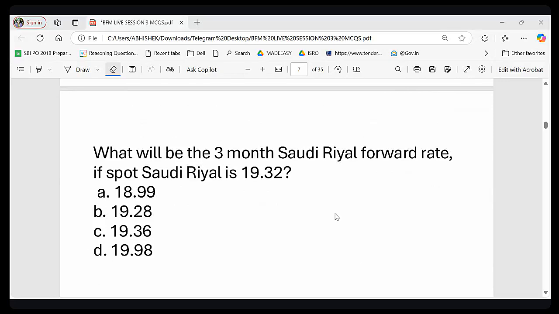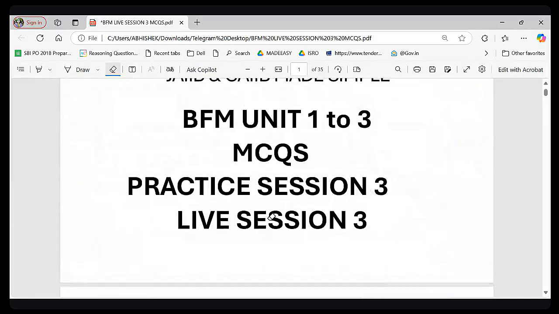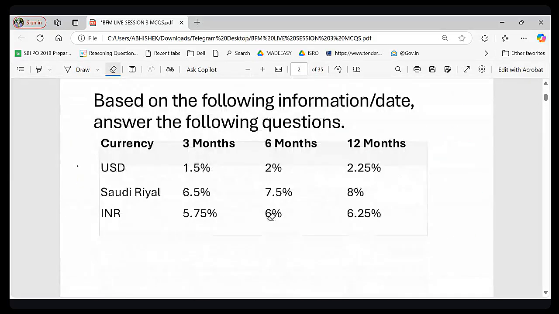Okay, fine. So now let us break this question down step by step. I think you are familiar with the steps, right? Before we solve this step by step, here is a quick question for you. What is the 3-month interest rate for Saudi Riyal and INR from the table? Please type in the chat box. Let me show you the table. So this is the table we are talking about. What is the interest rate for Saudi Riyal and INR? Just type in the chat. What do you think?